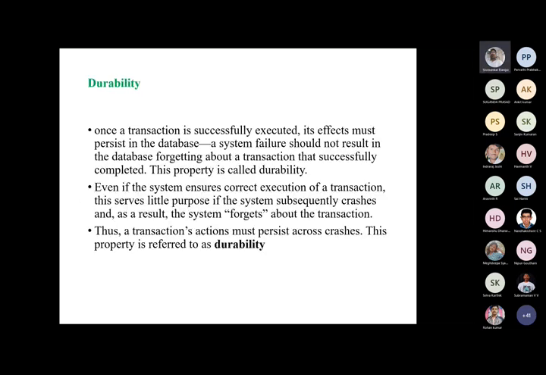And then the next property is durability, right? So once a transaction is successfully executed, right? So the money transfer has been done, its effect must persist in the database, right? So even if there is a system failure or a disk failure, it should not result in the database forgetting about the transaction that is successfully completed. So this property is called durability, right?